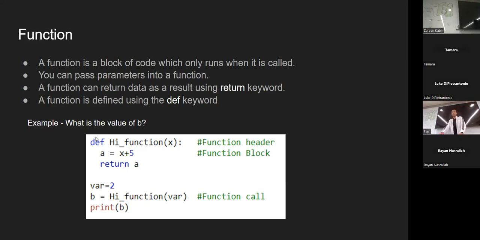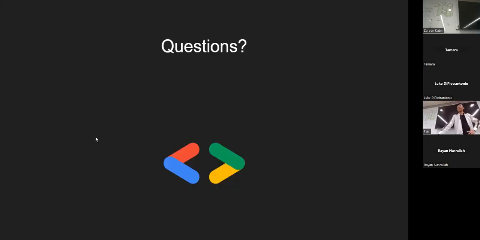So if we pass the value of 2 into the hi function, a will equal x plus 5, which means a equals 2 plus 5, then the result will be 7, right? And then we return the number 7 back to b. I hope that makes sense.